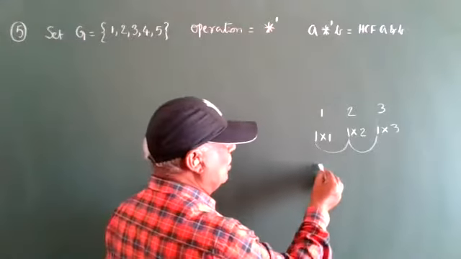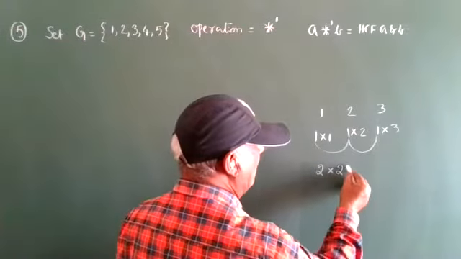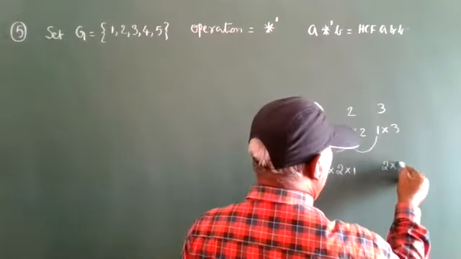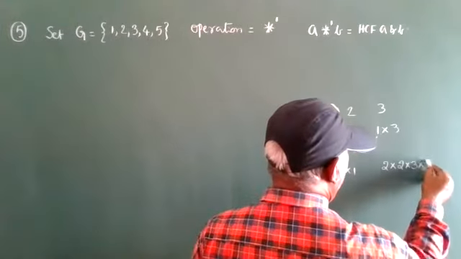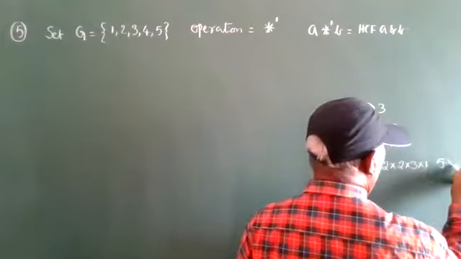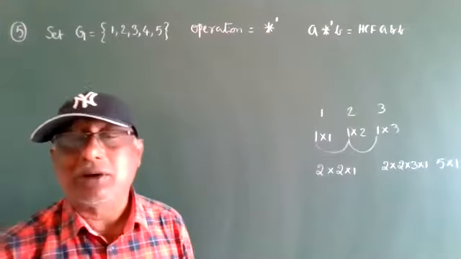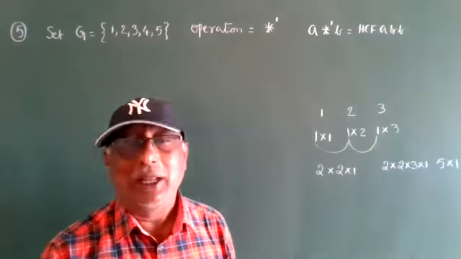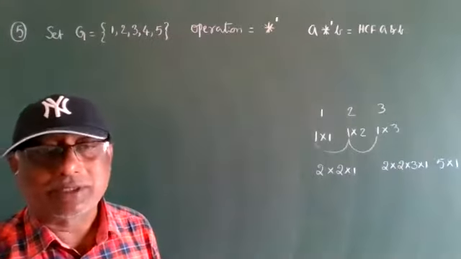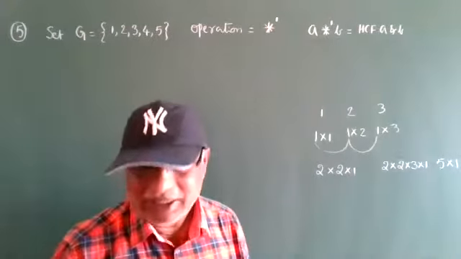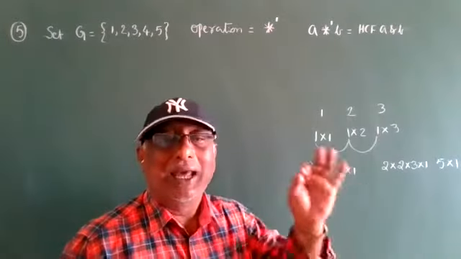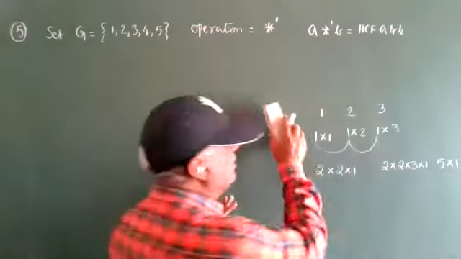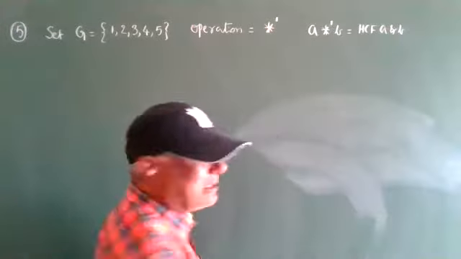For example, 2 into 2 into 1, 2 into 2 into 3 into 1, and 5 into 1 are given. In these, 2 is a common factor and 1 is also a common factor, but 1 is repeated the most number of times. Therefore, 1 is the HCF. HCF means the common factor repeated the highest times. That is called HCF. Already you know the HCF.